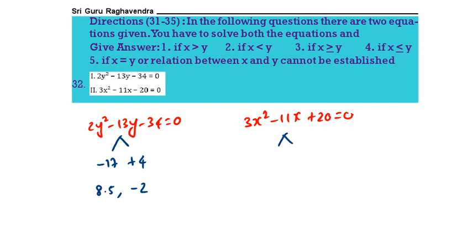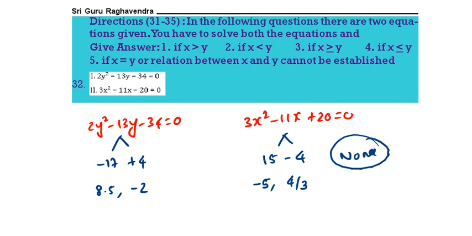Here 20 into 3 is 60, we can take 15 and minus 4. The answers will be minus 15 by 3, that is minus 5, and 4 by 3. So if you see here, one plus one minus, here one minus one plus, therefore the answer is no relation.